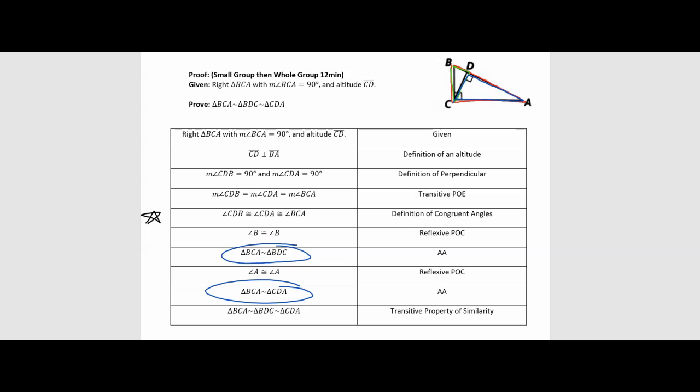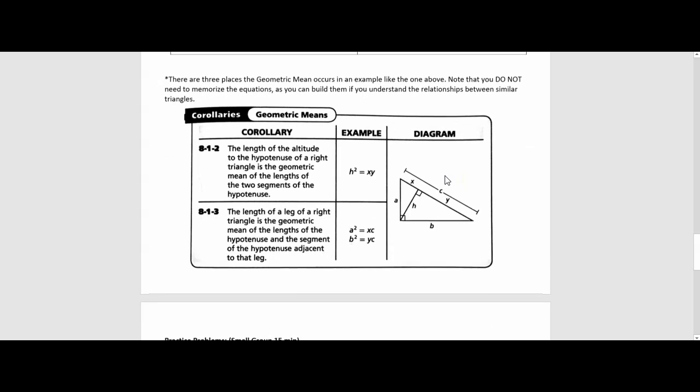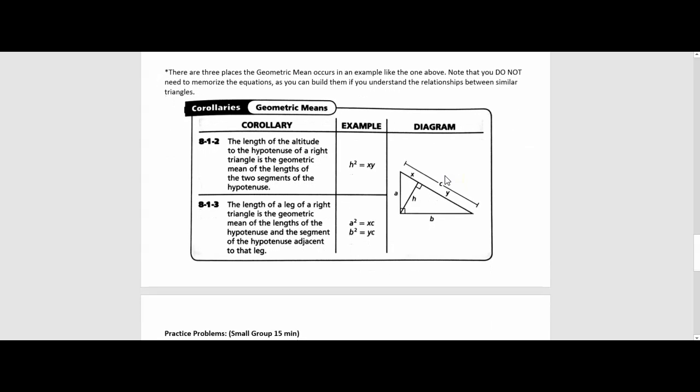So again, this just shows you that when we have that altitude in a right triangle, we end up having three similar triangles. Let's go ahead and look at applying some of this.